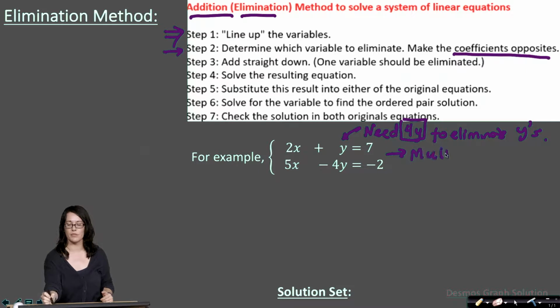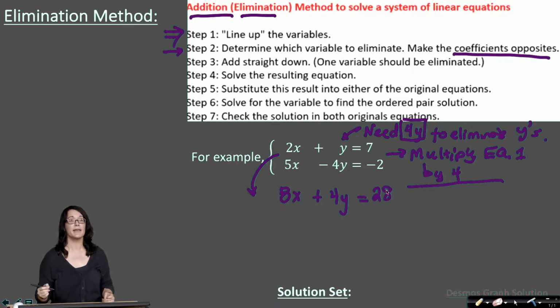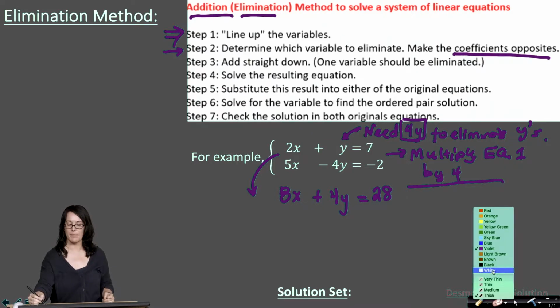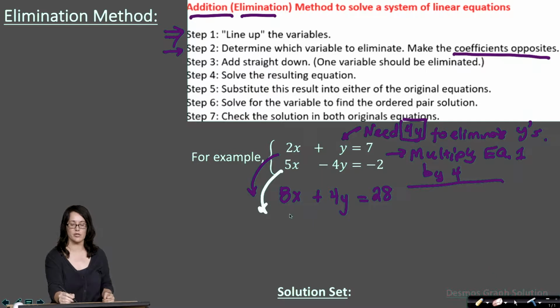So let's do that. Let's multiply equation 1 by 4. As long as we do it to both sides, it's perfectly legal. So the new equation 1 becomes 4 times 2 is 8, so 8x. 4 times 1 is 4, so 4y. And 4 times 7 is 28. Now look what I have. I can copy and paste my equation 2 here. It didn't need to change. 5x minus 4y equals negative 2.